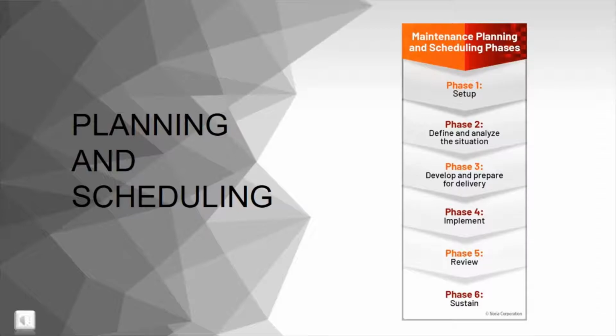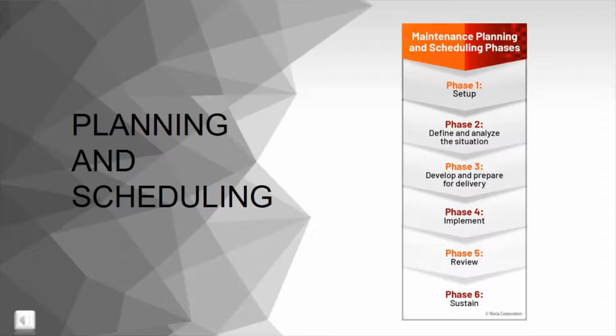Phase 2, define and analyze the situation. Phase 2 involves your team looking at your current situation and identifying the problems currently faced in maintenance execution. During this phase, you should have representation from all levels of the maintenance process: technicians, key managers or supervisors, and even representatives from procurement, finance, and warehouse.